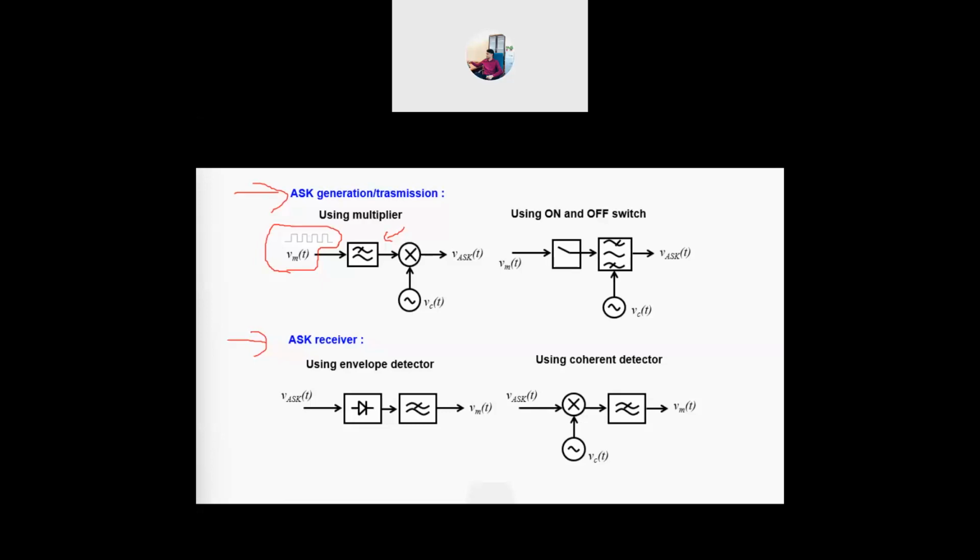Then you mix with the VCT. Okay, means you modulate, right? You bring it to a higher frequency, then it will produce this VASK. Okay, amplitude shifting. So the equivalent, this one can be obtained by using an on and off switch.